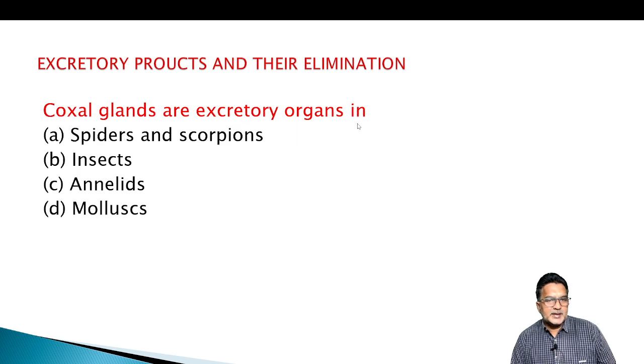Coxal glands are the excretory organs in spiders and scorpions. Insects have uric acid. We know annelida excrete urea, and mollusca even have urea. So this is also a little outside NCERT: spiders and scorpions have coxal glands.